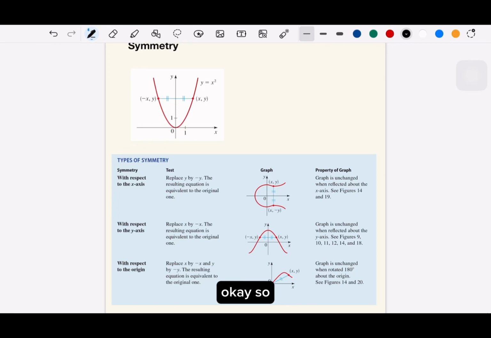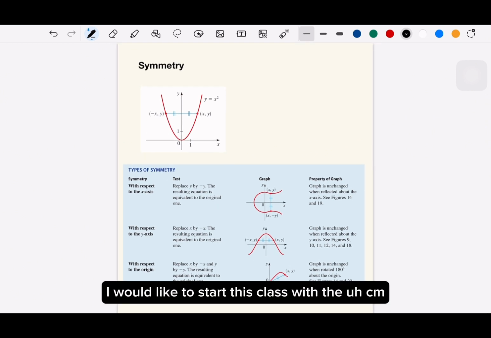Okay, so I would like to start today's class with the symmetry.